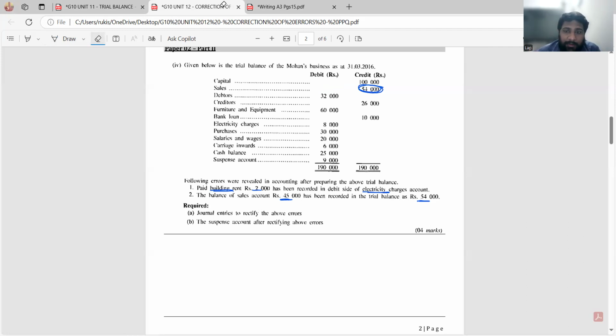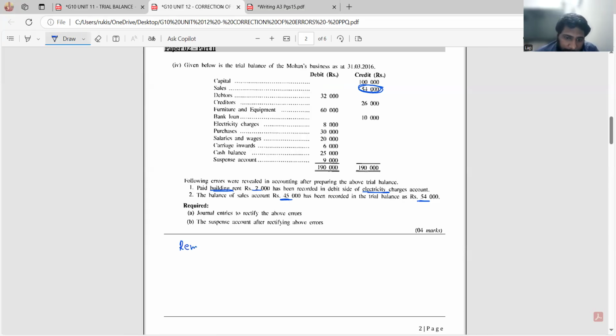So how to correct it? Very simple. Remove 9,000 from sales in the trial balance. So that's the first thing that we have to do. Remove 9,000. So removing 9,000 means it should reduce the sales. Debit, and the credit entry will go to the suspense account. Suspense account 9,000.